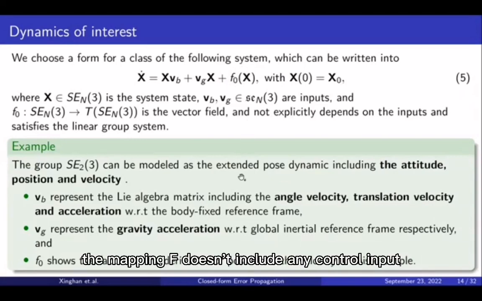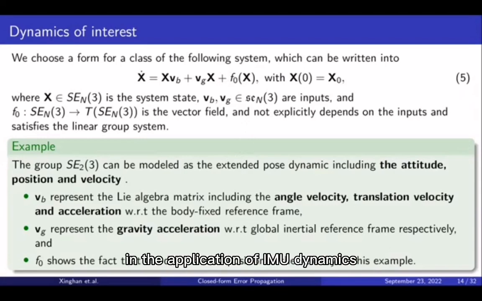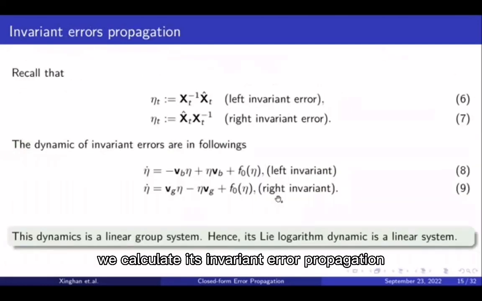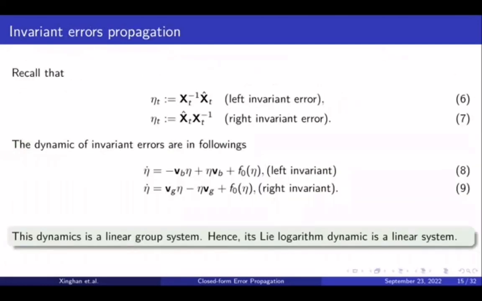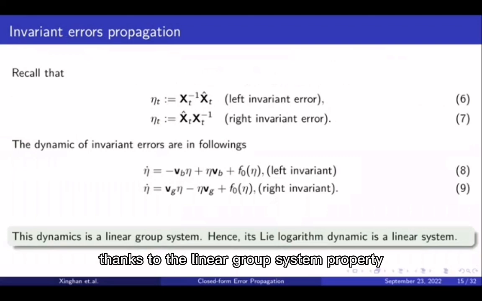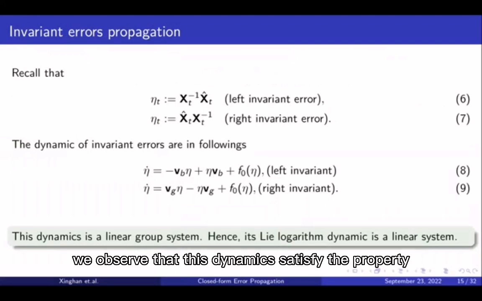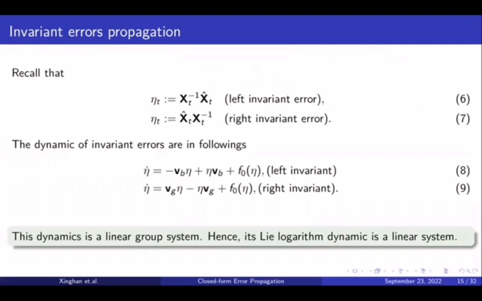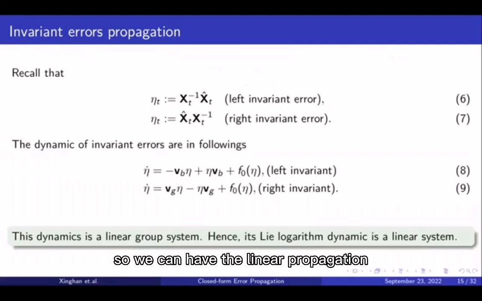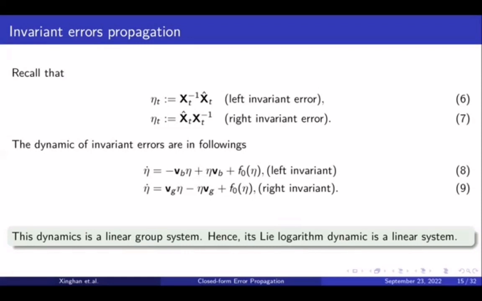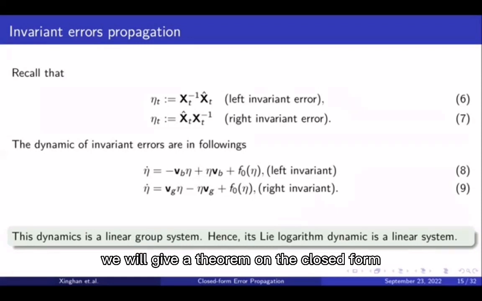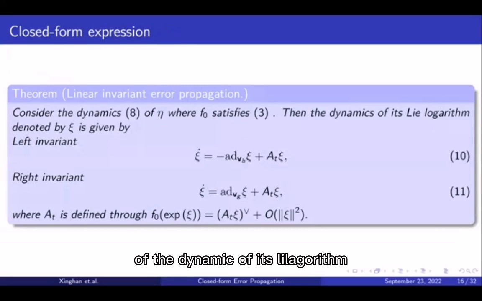The mapping f doesn't include any control input. It has a good example in the application of IMU dynamics. We calculate its invariant error propagation. Thanks to the group affine system property, we observe that this dynamics satisfies the property, so we can have the linear propagation. And this nonlinear error is its Lie logarithm. We will give a theorem on the closed form of the dynamics of its Lie logarithm.